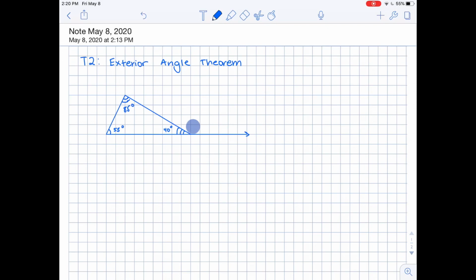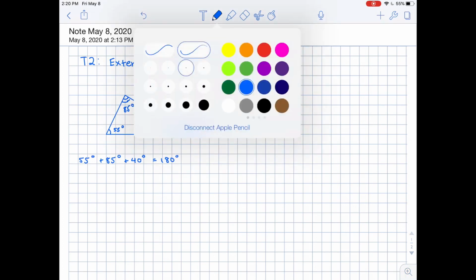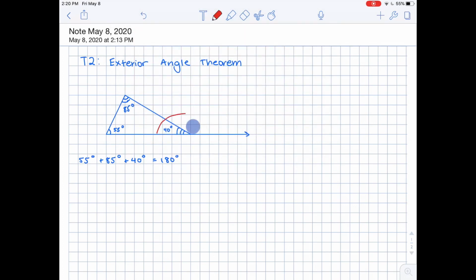Okay, so angle 1 plus angle 2 plus angle 3 does in fact equal 180 degrees. Okay, now this next part is looking right here. Okay, there's two angles right here. There's this one interior angle, and then there's this one exterior angle.